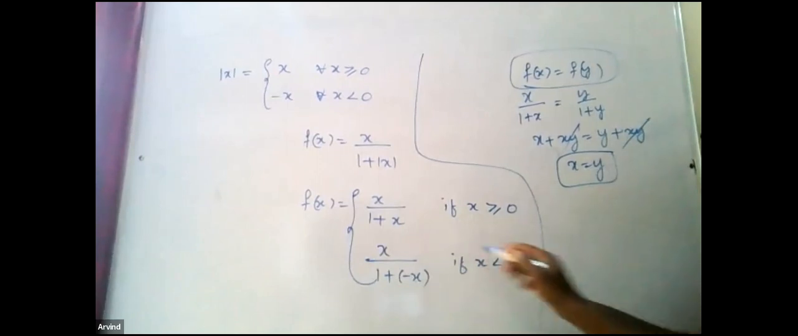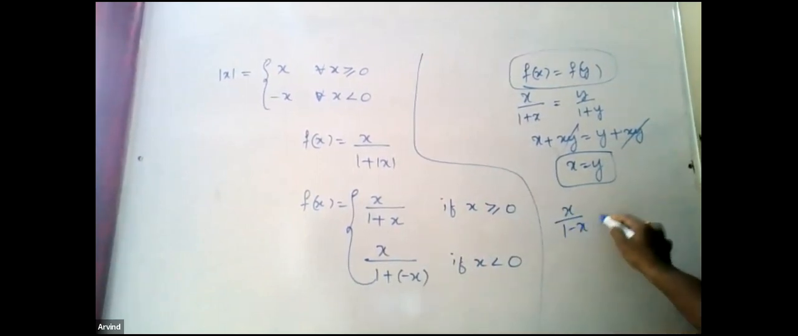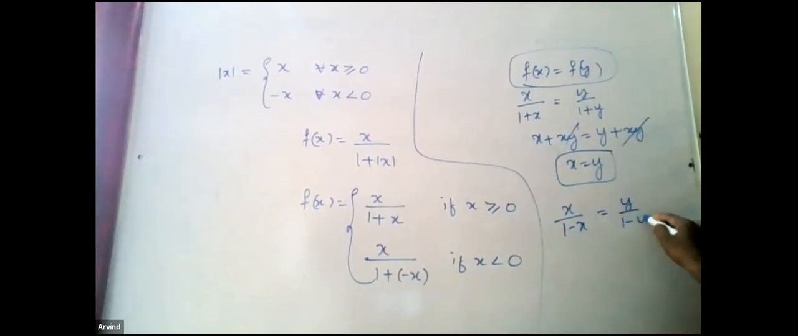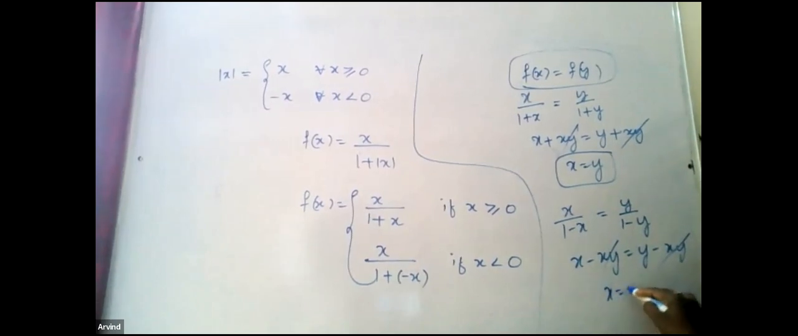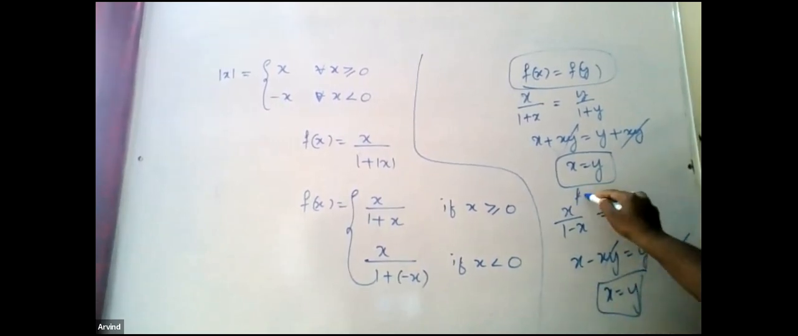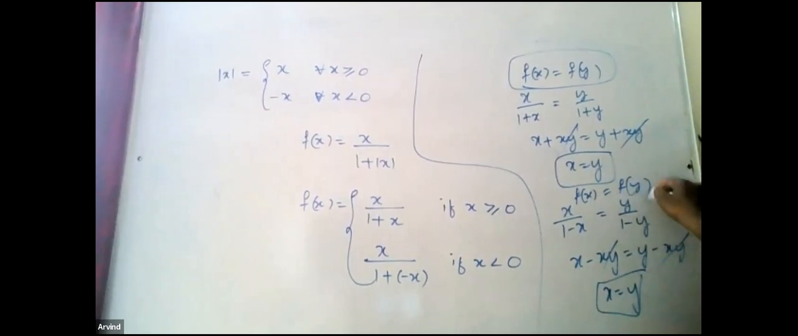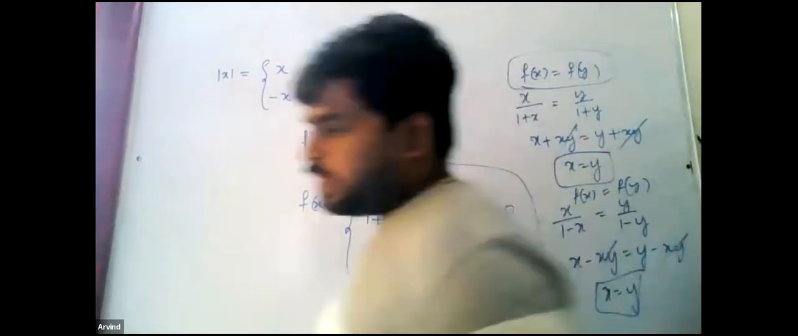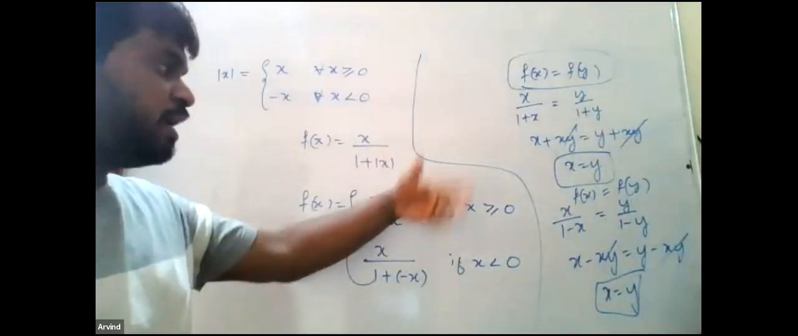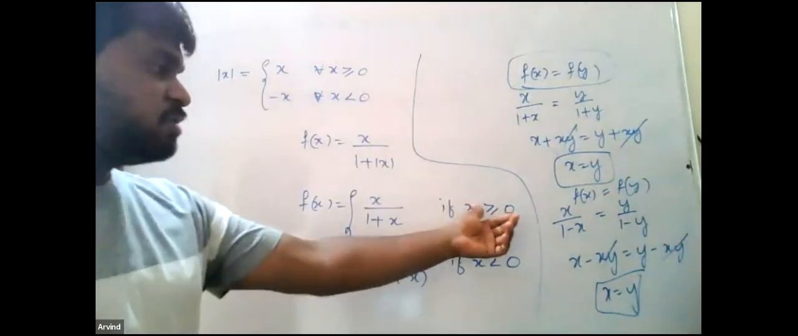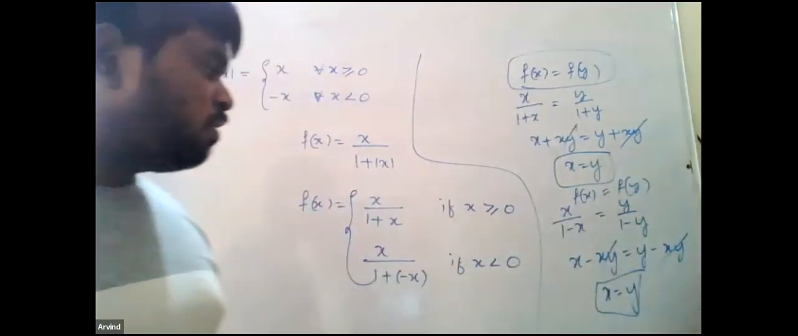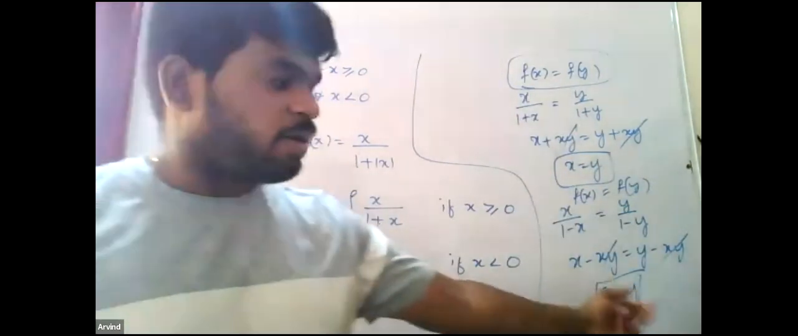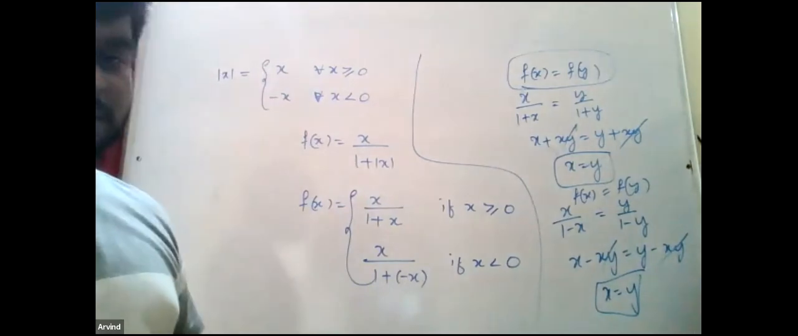Similarly for the second one, x by 1 minus x is equal to y by 1 minus y. So x minus xy is equal to y minus xy. Minus xy gets cancelled, you get x is equal to y. Here we took f of x equal to f of y. When there is a modulus function, two conditions arise: when x is greater than 0 and when x is less than 0. So we checked with x greater than 0, and then we got 1-1. We checked with x less than 0, and again we got 1-1. Therefore the correct option is 1-1.